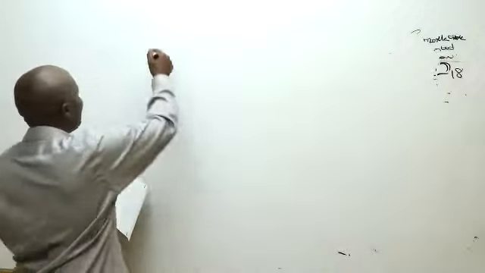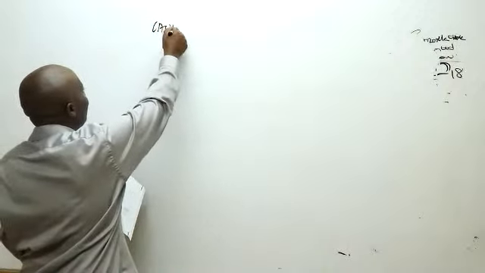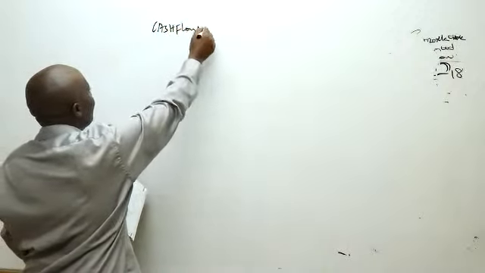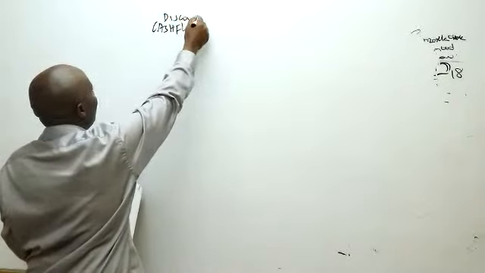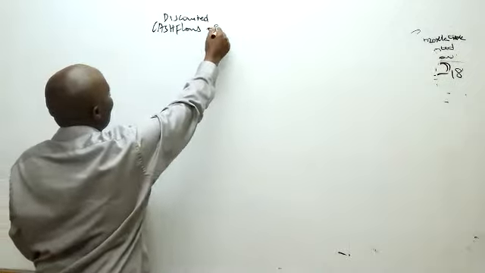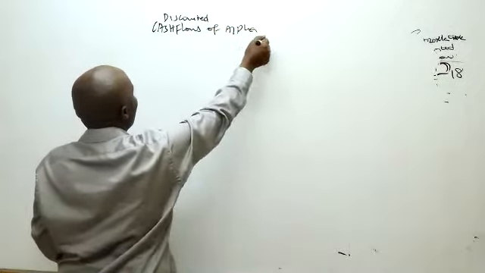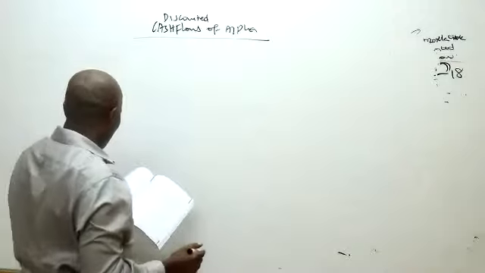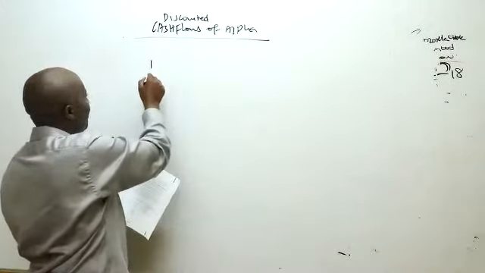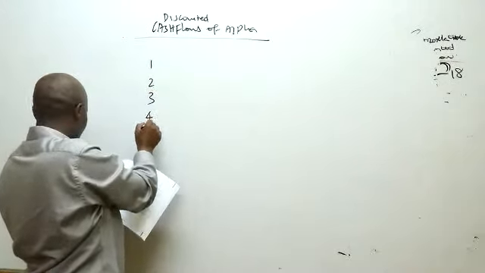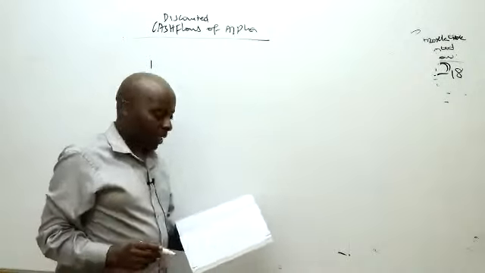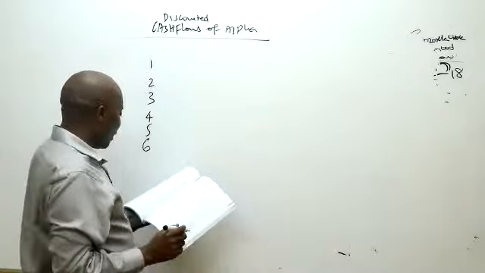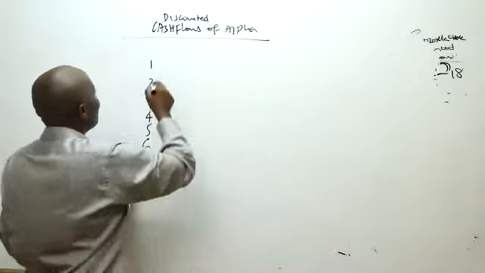So we have here the discounted cash flows of project alpha. We have our years: 1, 2, 3, 4, 5, 6. And then they have given me what they are calling the pre-tax cash flows.